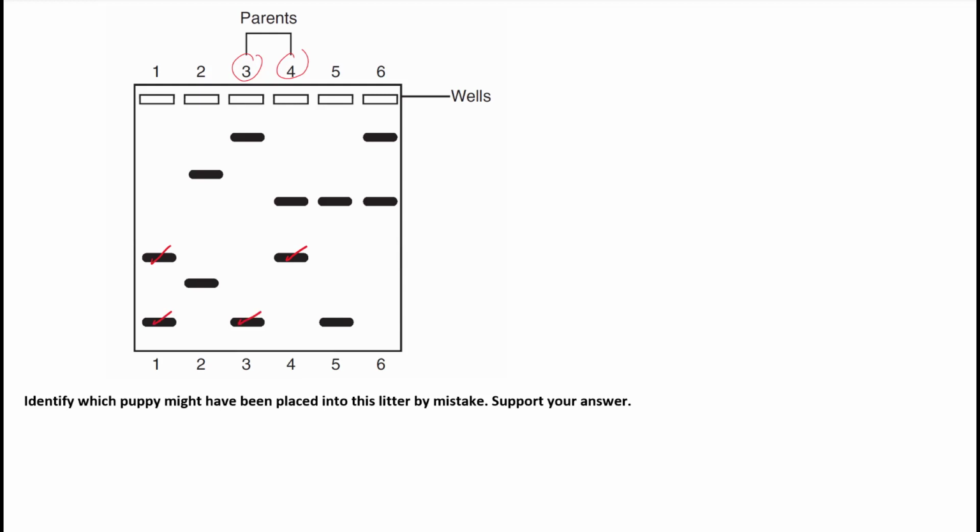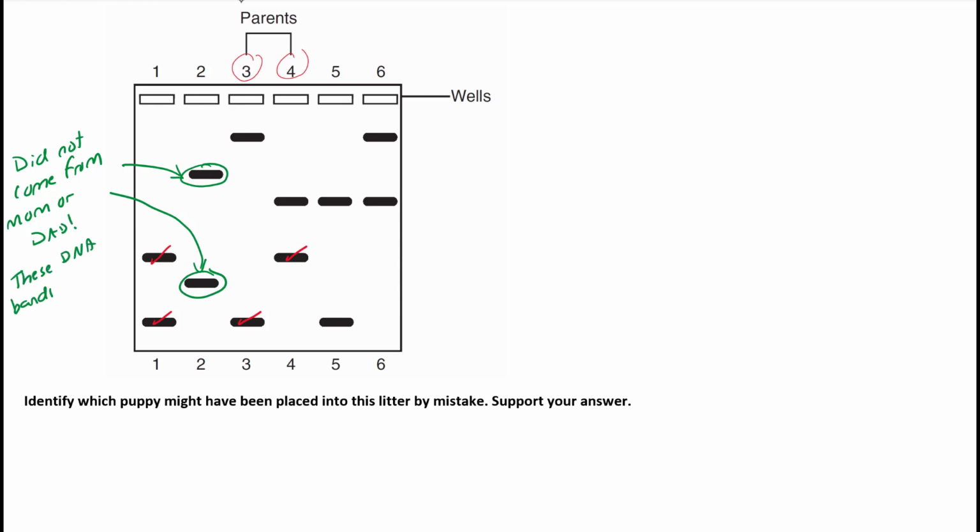Puppy 1, they have bands from mom and dad. Puppy 2, these 2, they don't match mom or dad. That was kind of quick. It looks like these DNA bands must have come from a different mom and dad. Puppy 2, therefore, is definitely not part of this family genetically, because it has no DNA bands from either mom or dad.